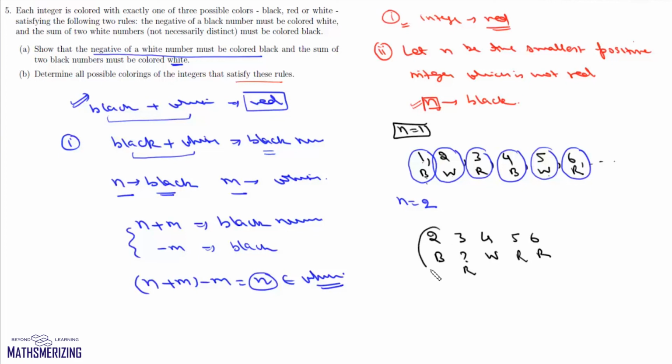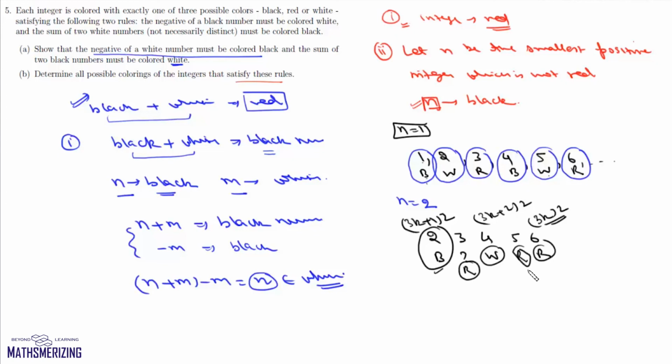So here we can say that numbers of the form (3k plus 1) times 2 will be colored black. Numbers of the form (3k plus 2) times 2 will be colored white. And the numbers of the form 3k times 2 will be colored red. And all other numbers must be painted red as well.